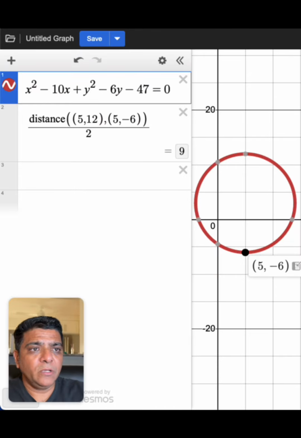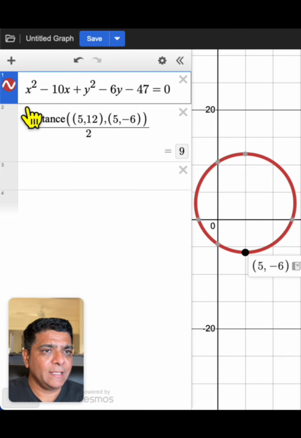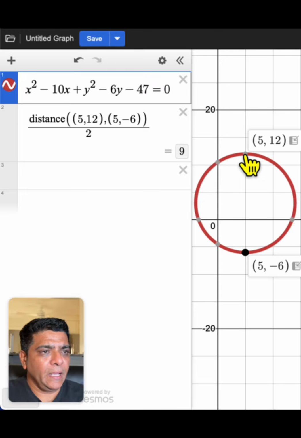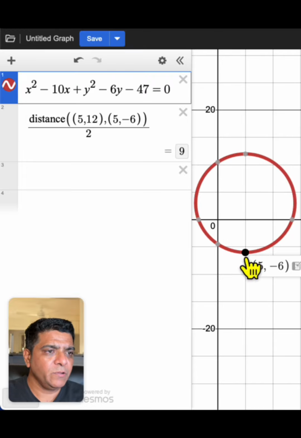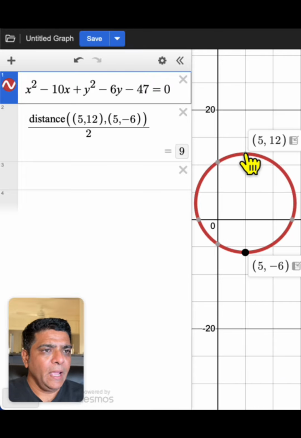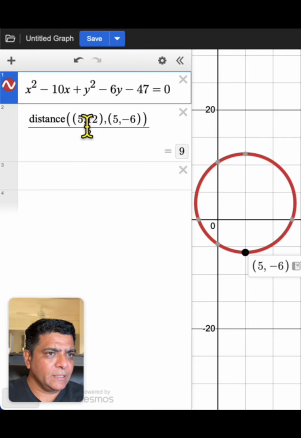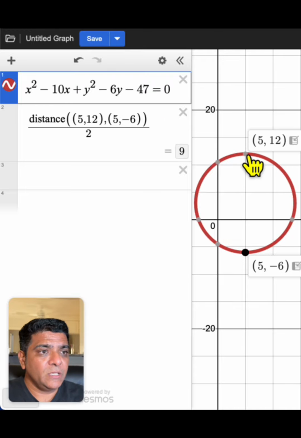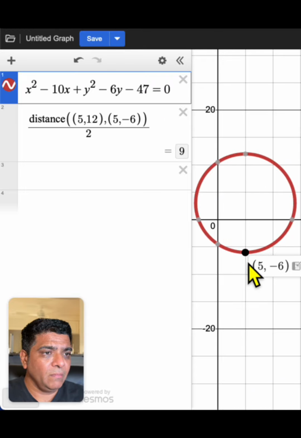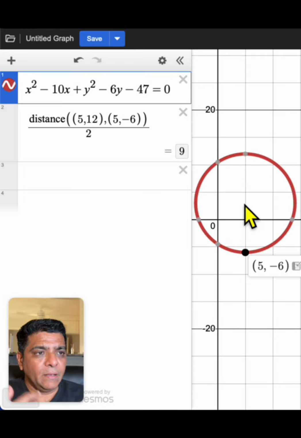So here's a Desmos solution for us. I just put the equation exactly how it was in the problem, and when we did that, it gave us this circle. Now, if you were to click the extremes of both sides to get the diameter of the circle, you'd get the points (5, 12) and (5, negative 6). You can basically find the radius by doing this distance within Desmos itself. But we don't even need to do that. We just need to see that the y value here is 12 and the y value here is negative 6. So the difference between them is 18 units.